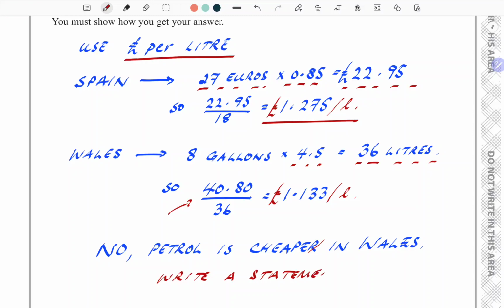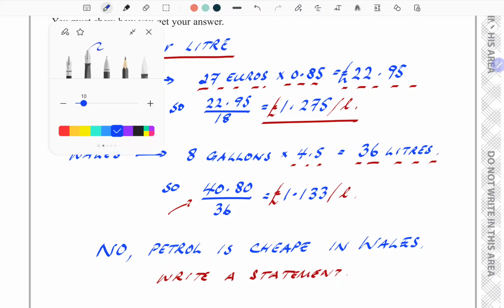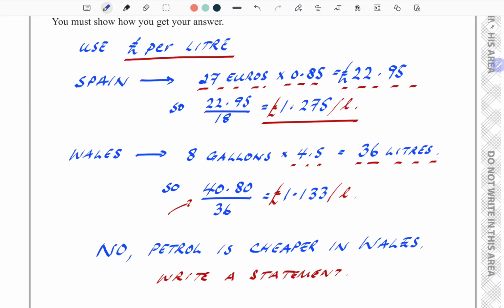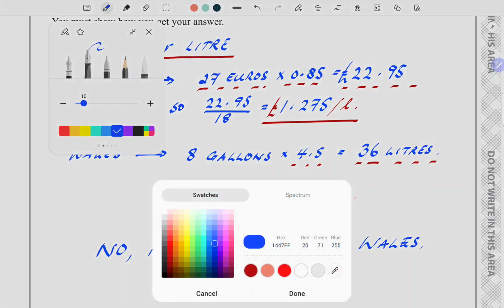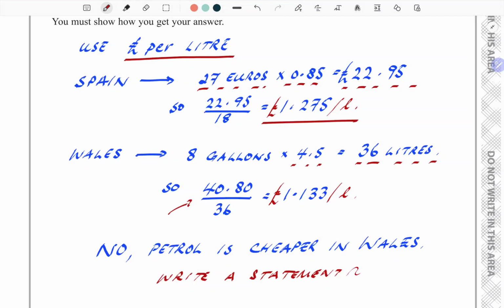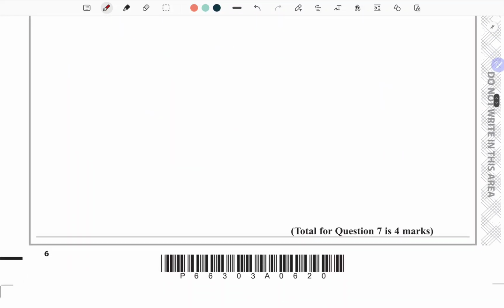Just doing the calculation on its own is not sufficient. All right, what am I doing? Hang on. Okay, so make sure you write a statement, otherwise you won't get the answer mark. All right, hopefully that one's clear.